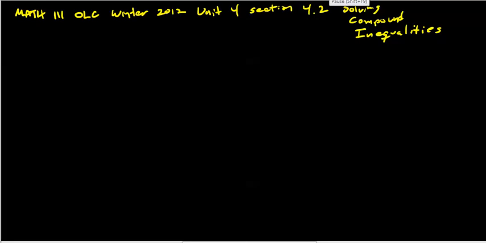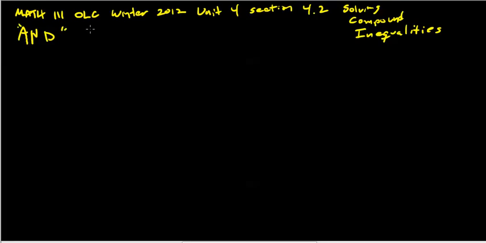Yes, this is Math 111 OLC, Winter 2012, Unit 4, the second video. In Unit 4, we're going to cover Section 4.2 entitled Solving Compound Inequalities. Well, there's two types of compound inequalities we're going to talk about in this section, the AND and the OR. Alright, so write that down.